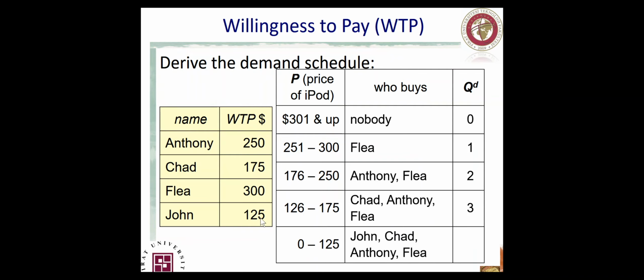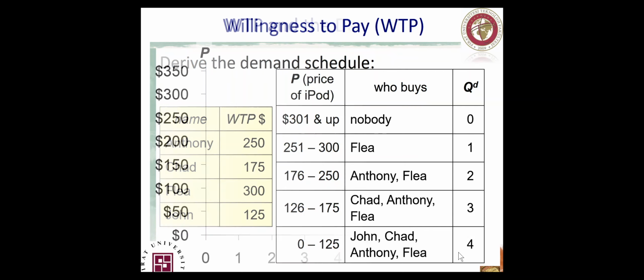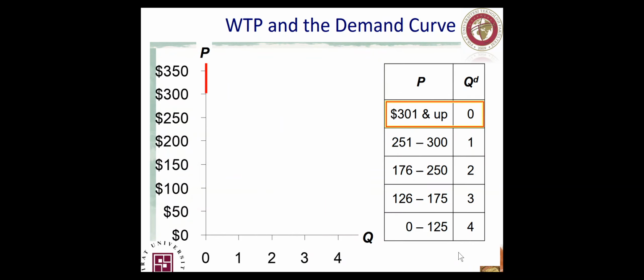Finally, from 0 to 125, the lowest price possible theoretically is 0, because 0 is not really a price, but theoretically it can be. In that case, from 0 to 125, all of them are interested, and the quantity demanded is 4. You may wonder why we need this schedule. We need it to draw the demand curve, and this is the idea.